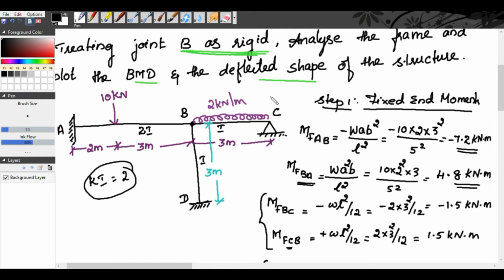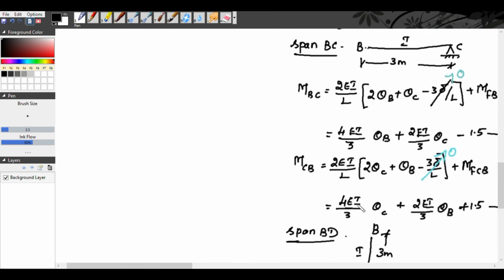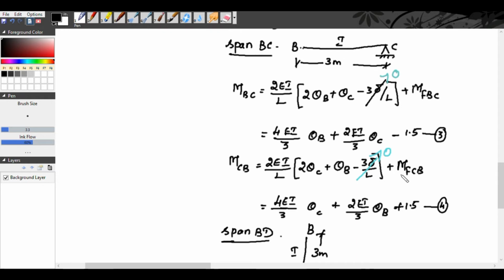So we will take it from the joint equilibrium equations. At joint B, the moments at joint B will be equal to 0, and the moments at joint C will be equal to 0. So at joint C, MCB will be equal to 0. That means our fourth equation is equal to 0. So this is our fourth equation, right? This equation will be equal to 0.